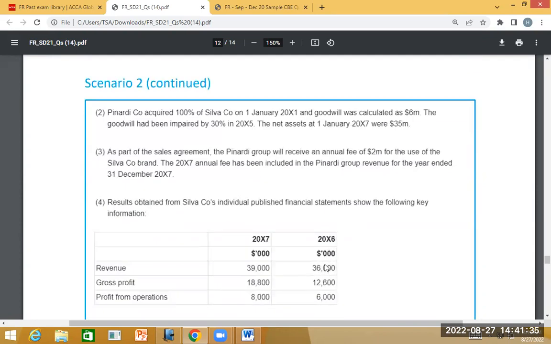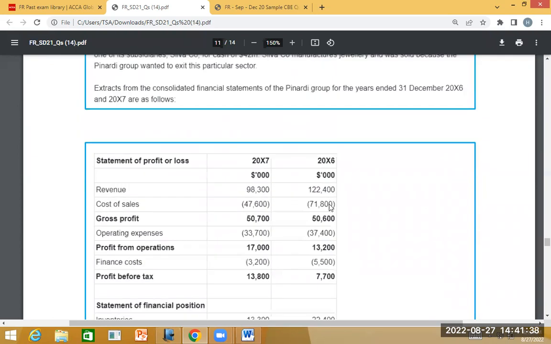To make the two results comparable, we need to remove the Silva company's revenue from the total revenue. That's 36,000. If you remove 36,000 from the 2006 revenue, it is 86,400. So from 86,400 to 98,300, actually there is an increase in the revenue over the year. So who is responsible for the increase in the revenue by 11,900? Are you getting this point?